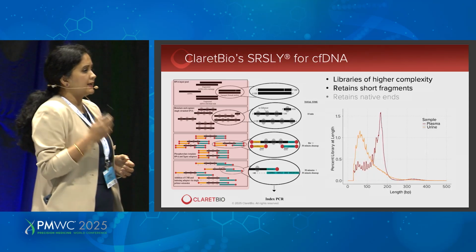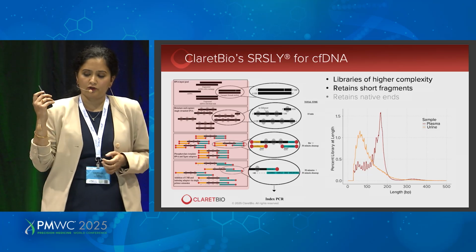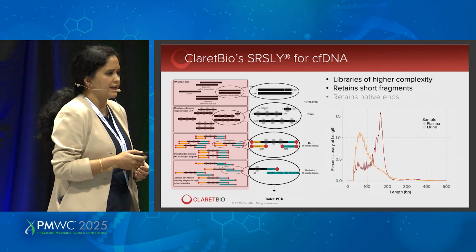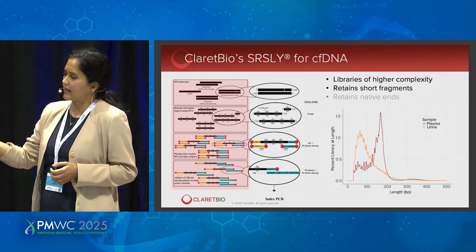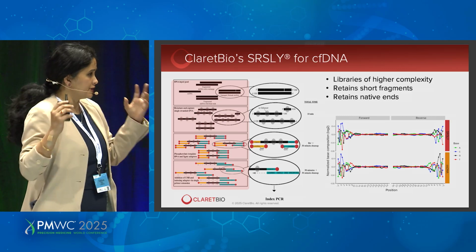They also retain relatively shorter fragments. So here I'm showing a comparison of libraries generated with plasma cell-free DNA versus urine cell-free DNA, and you see that Seriously is able to capture fragments that are less than 100 base pairs. And then it also retains native ends.